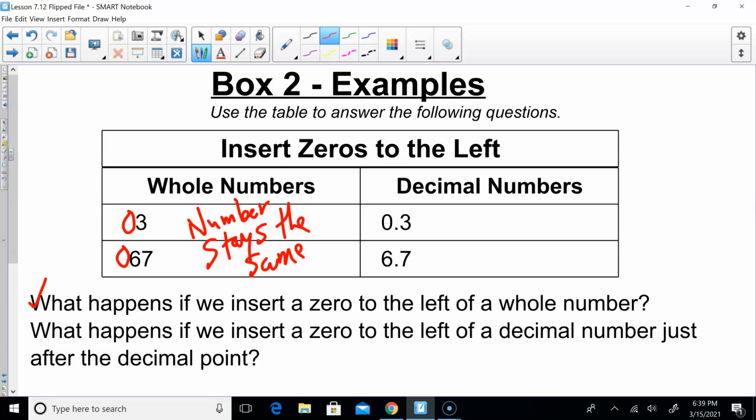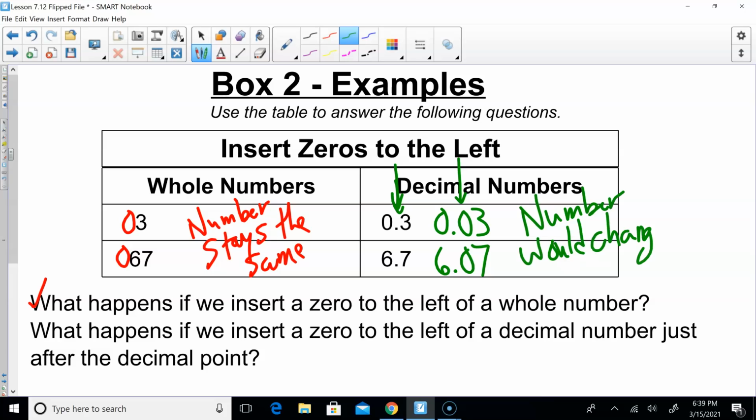What happens if we insert a 0 to the left of a decimal number, just after the decimal point? So we're going to insert that zero right there. So now, instead of 0.3, I would have my new number of 0.03 and 6.07. If I had 3 dimes, like in the first one that I have right here, this would be 3 pennies. We know they're not the same. So if we add a 0 right after the decimal point, the numbers would change.